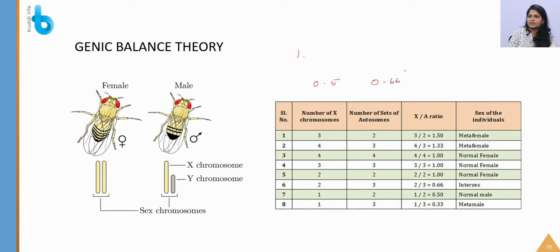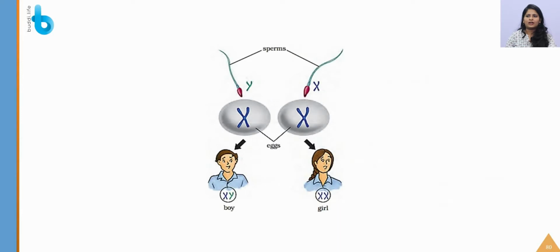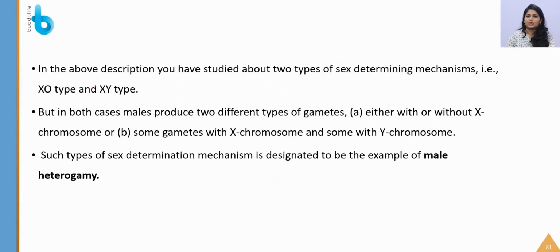So you can remember this. This is also an important thing in your NEET exams. 1 is for female, 0.5 is for male, and 0.66 is for intersex. Sometimes even other ratios can come, so have an eye on that. These are the metamale or super male, and super female. Again, for a normal female, if the ratio is 1, all are normal females. So this is the XY type of sex determination in human beings, which we have already seen.